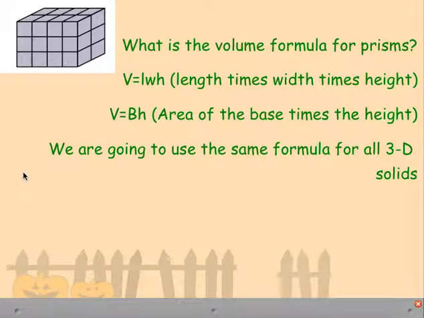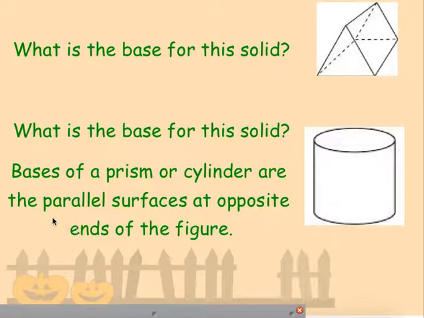We are going to use this second volume formula for all of our 3D solids because it is the most versatile. We only have to find the area of the base in order to find the volume, and then just multiply by the height. So first of all, let's make sure we know what is the base of a solid. So if we have something like this top right picture, this is called a triangular prism, and amazingly, the base of the triangular prism is a triangle.